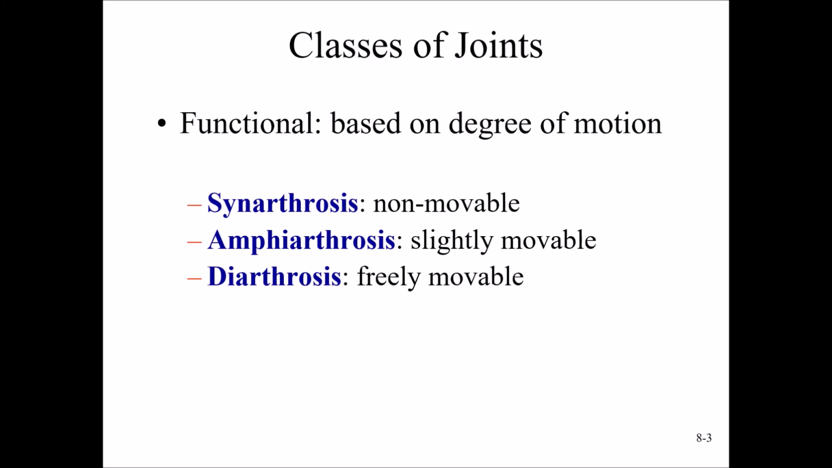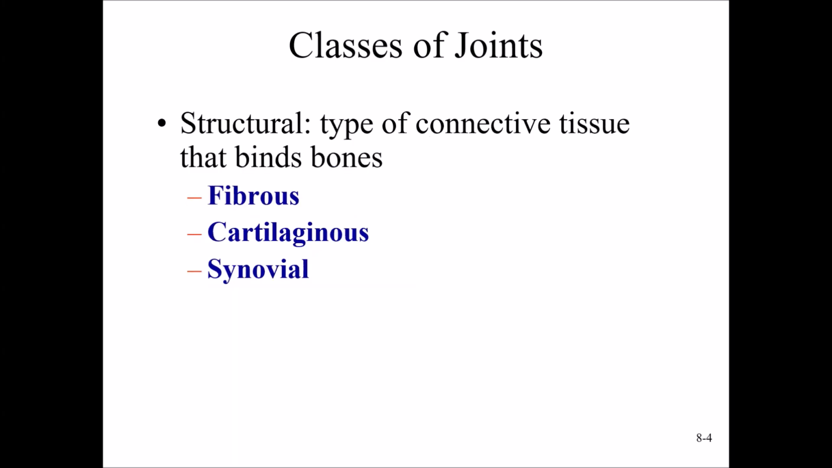So this is one way. This is looking at joints based on their movement, and that's called functional classification. The other thing is you can look at it based on the structure of that particular joint, and that is determined by what kind of connective tissue you find in that joint. There are two main categories, and we're going to look at the third one a little separately.